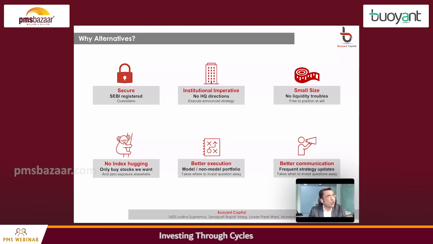And essentially, a smaller size allows us to be truly nimble and multi-cap oriented. If you're running a 10,000 crore fund or a 20,000 crore fund and you want to put 8% or 9% of your fund into a stock, there are very limited places where you can do that. And therefore, small size with a reasonably strong track record is a very, very valid alternative for all the investments.